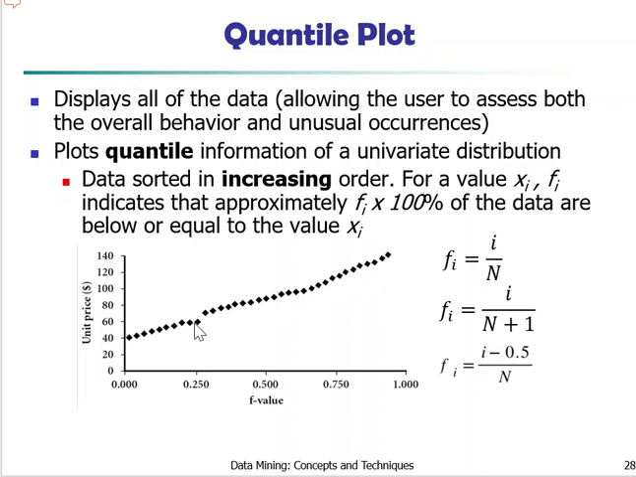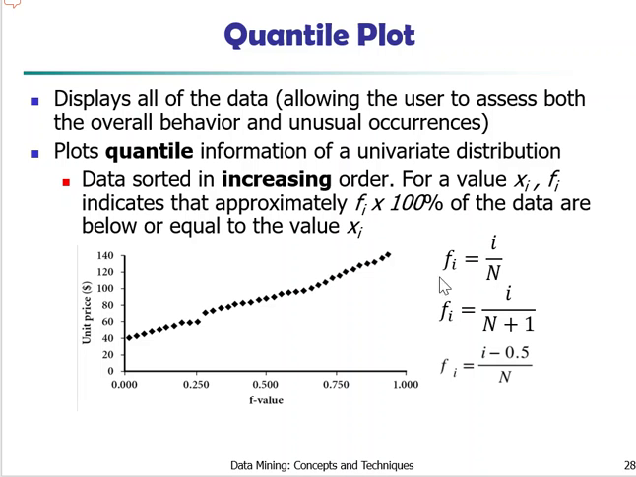The plot will always have an upward-pointing trend because the data is sorted in increasing order. However, because of the values, there might be a gap between two consecutive values after sorting. So you might have vertical gaps, but you will never have horizontal gaps.